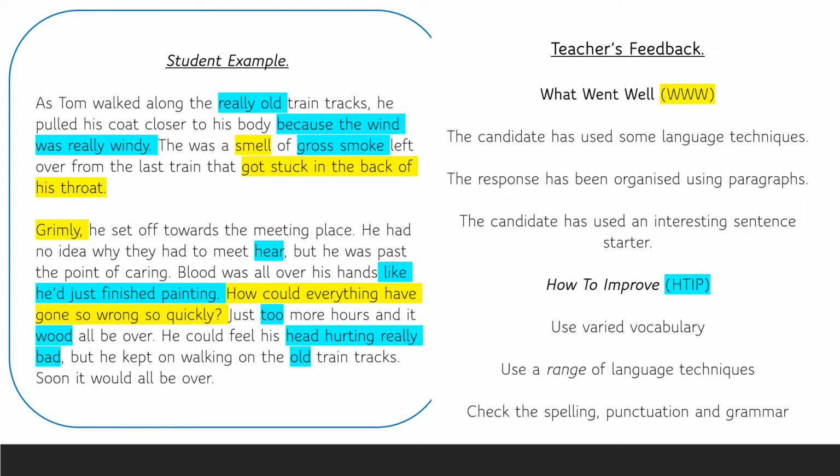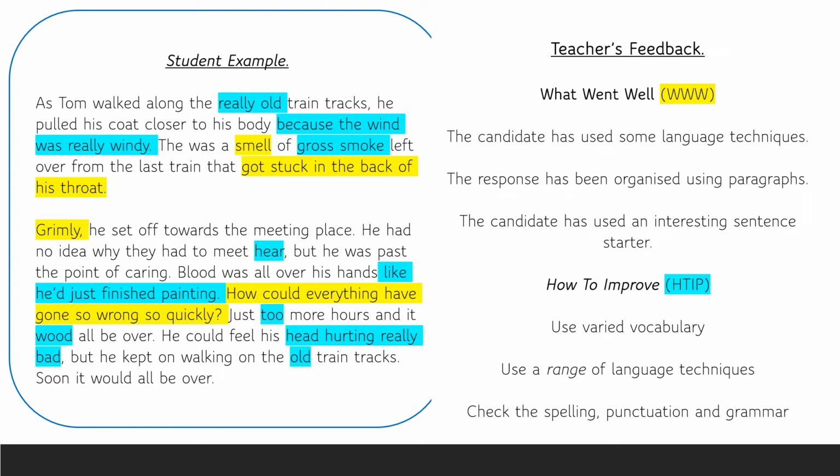Also the word "would" should be spelled W-O-U-L-D. "He could feel his head hurting really bad." Again, we've got this word bad, which is not a very interesting adjective at all. You've got also the adjective of old as well. So it needs to have a little think. You need to think about how to describe it a bit better.